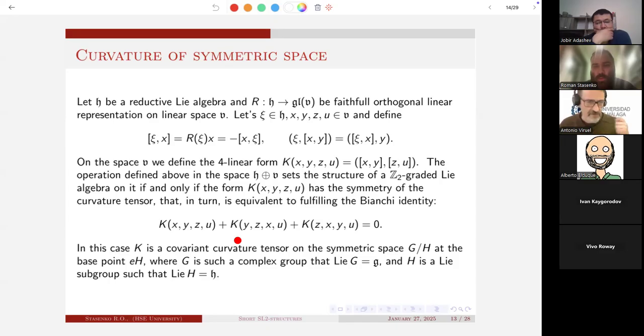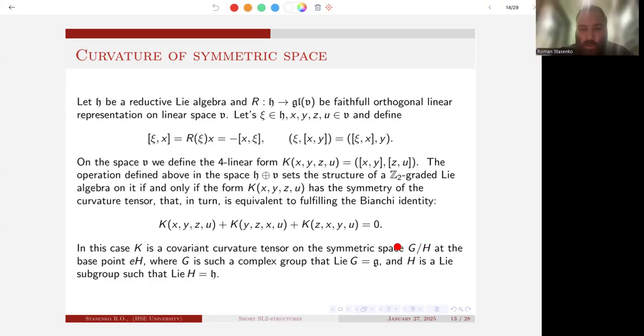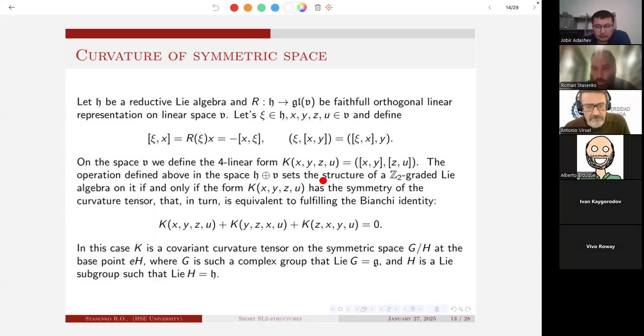I don't know whether you are going the other way around or it has nothing to do with it at all. I really don't know about this correlation, but here there is a special way: there is a faithful orthogonal linear representation on the Lie algebra, and if we take this symmetric space, you can calculate that the covariant curvature tensor looks like this. And the Bianchi identity holds in this case. Okay, I mean, it's just curiosity. Okay.